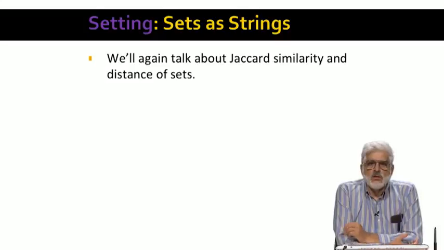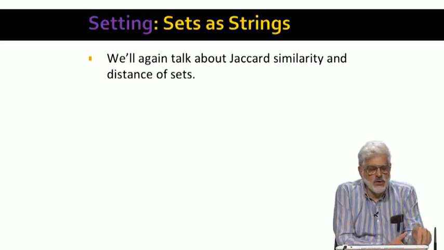To set the stage, we're back to talking about sets and their Jaccard distance. Recall that Jaccard distance is 1 minus the Jaccard similarity, and Jaccard similarity of two sets is the size of their intersection divided by the size of their union.